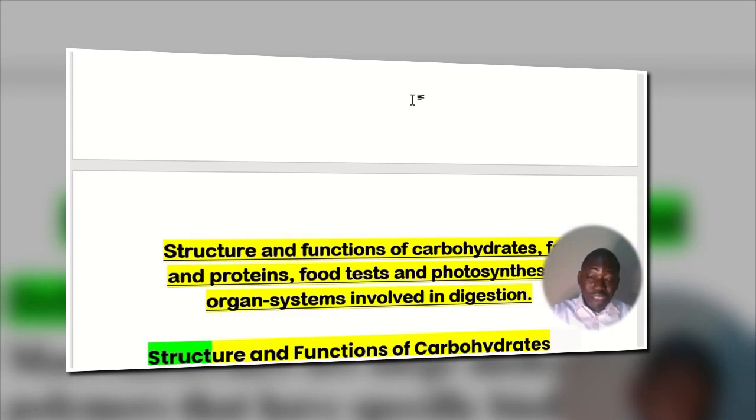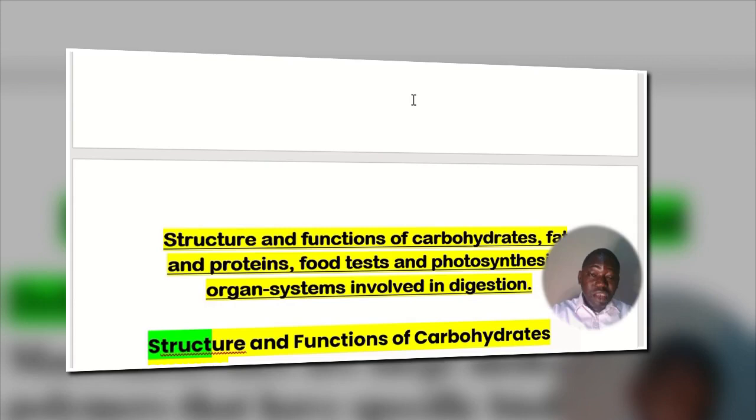The next thing we are going to look at is some food tests: tests for carbohydrates, tests for proteins, and then tests for fat. We are also going to touch on photosynthesis and how to know if photosynthesis has occurred or not, and the organ systems involved in digestion. Those are the next things we're going to look at in our next class.